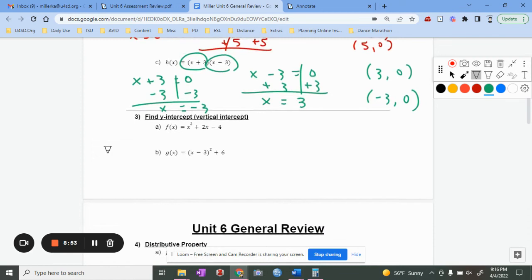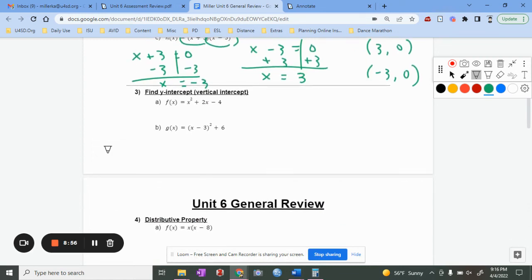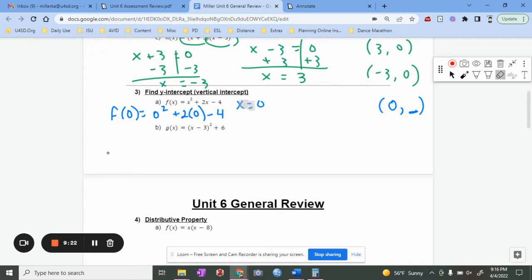Now let's see where we cross our vertical axis, and that's finding the y-intercept. Remember, to find the y-intercept, we are looking for where x equals 0. So our ordered pair is going to be (0, a number). And we're going to do that for both of these. So f of 0 equals 0 squared plus 2 times 0 minus 4. And when we do that calculation, we end up with negative 4. So our y-intercept is negative 4.